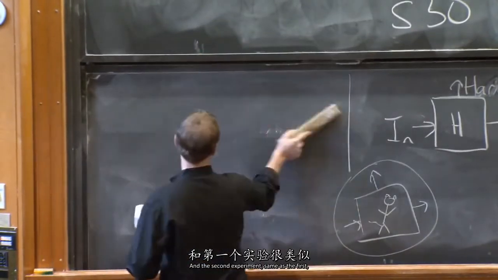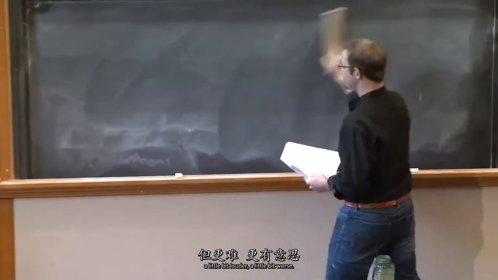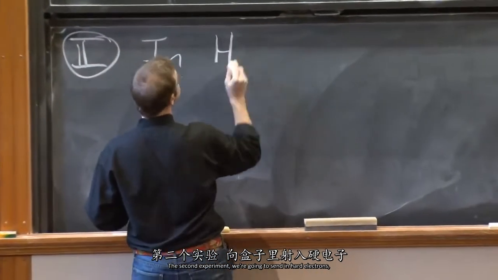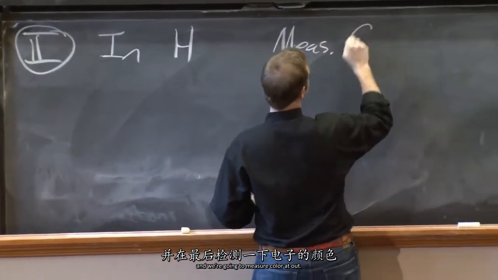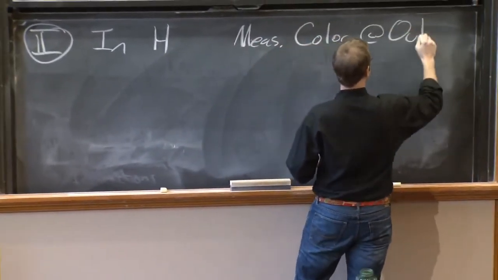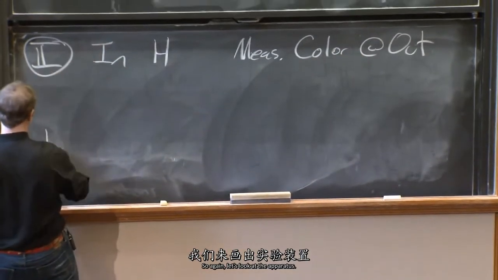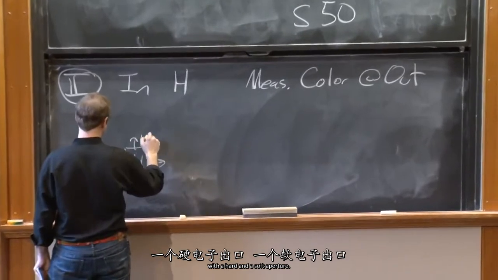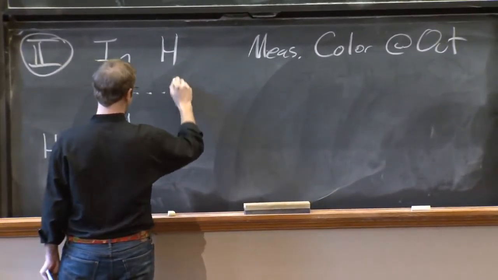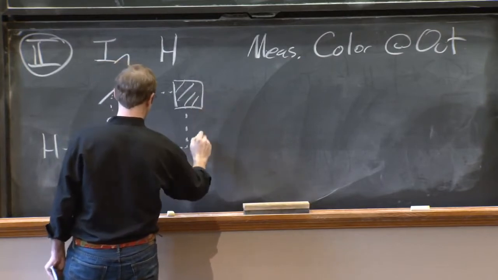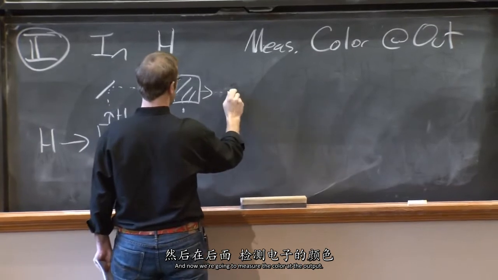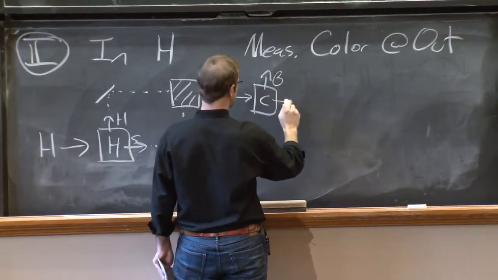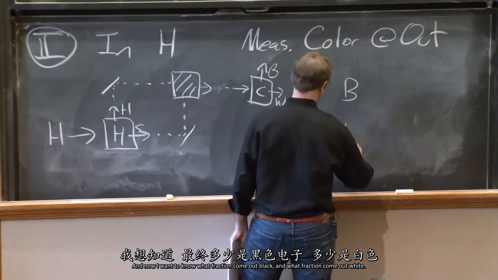The second experiment, same as the first, a little bit louder, a little bit worse. Sorry. The second experiment, we're going to send in hard electrons, and we're going to measure color at the output. OK, so again, let's look at the apparatus. We send in hard electrons, and our apparatus is a hardness box, with a hard and a soft aperture. And now we're going to measure the color at the output. Color. What have I been doing? Black. And now I want to know what fraction come out black and what fraction come out white.